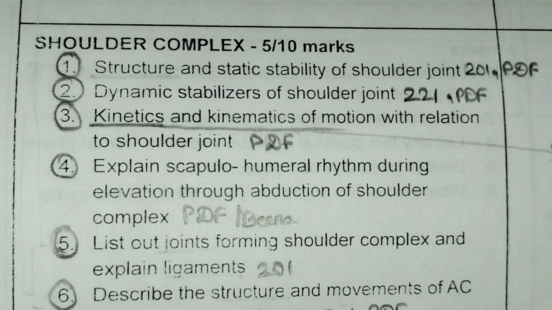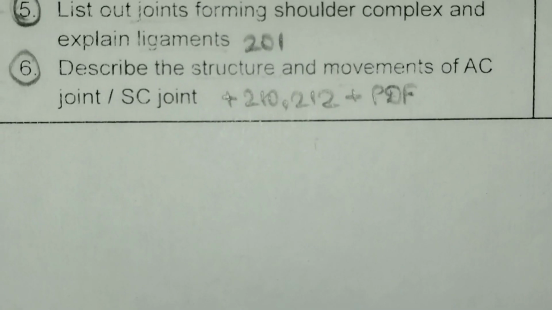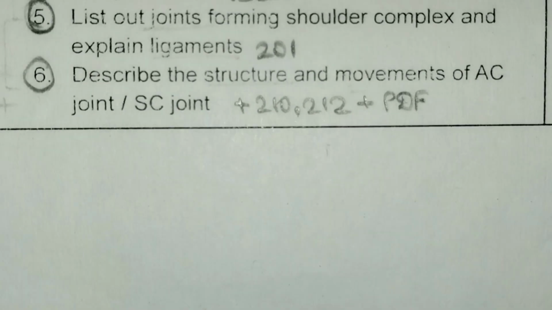Fifth one, list out joints forming shoulder complex and explain ligaments. Sixth one, describe the structure and movements of acromioclavicular or sternoclavicular joint. And yes, we are done with this chapter.